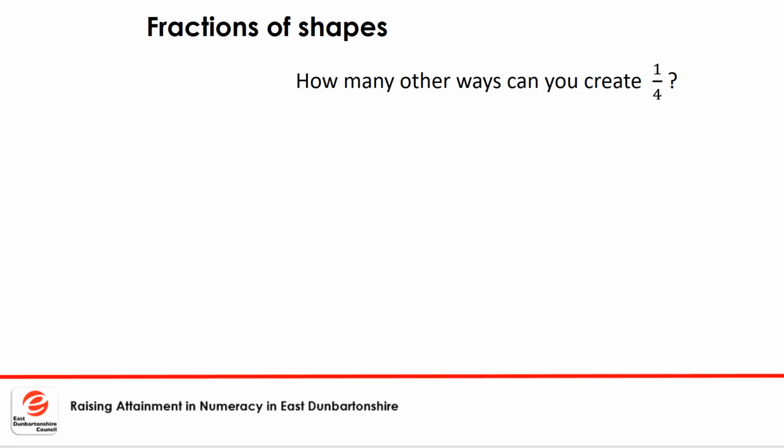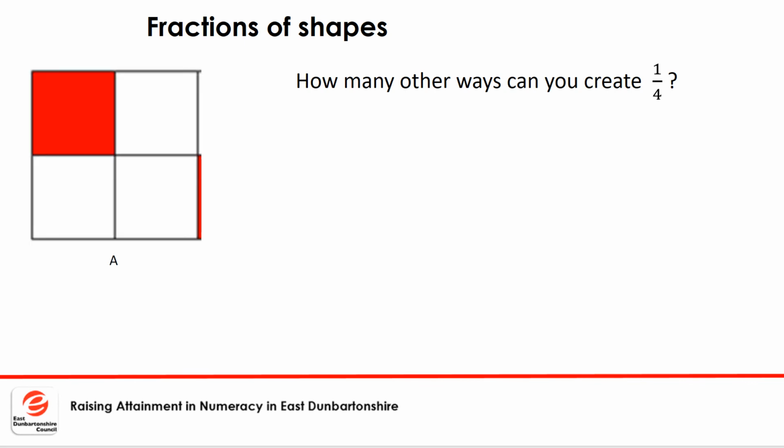So, fractions of shapes. How many other ways can you create 1/4? Now, this is the usual one we'll see in textbooks. In picture A here, you'll see our square that we had before. It's been halved and halved again. It's been cut into quarters. 1/4 has been shaded red, and you'll see that in the textbooks. Shade 1, what fraction of the shape do you have? So 1 out of 4 has been coloured. That red square represents 1/4.